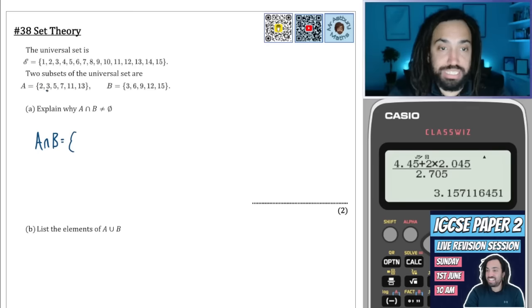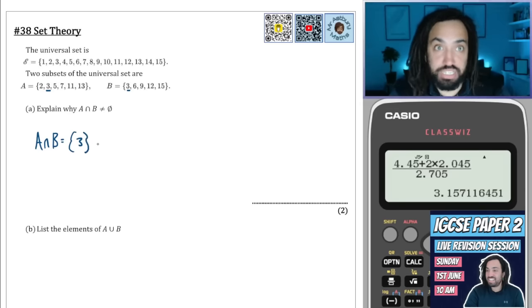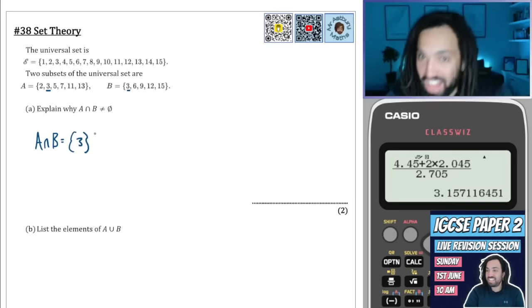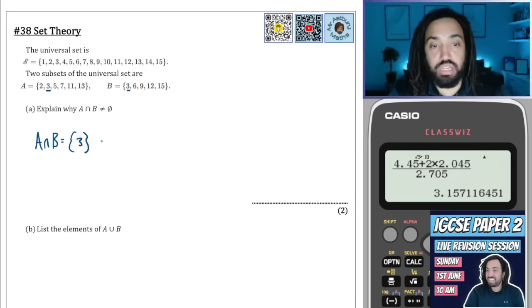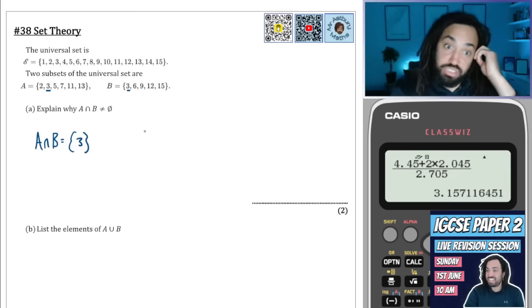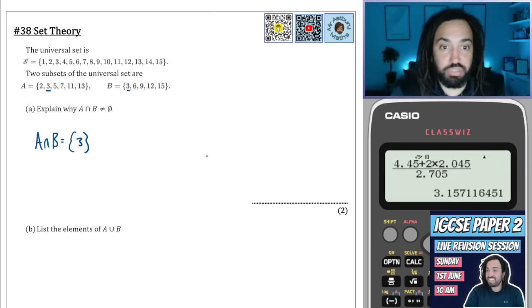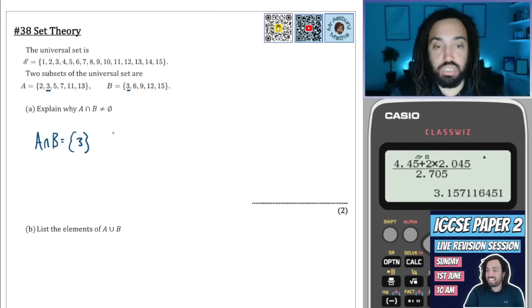And what is in it is 3, because 3 is in both A and B, so therefore it is in the intersection. That's what I was trying to say. So yeah, that's good. Basically, that explains it. So I don't need to really do anything else.